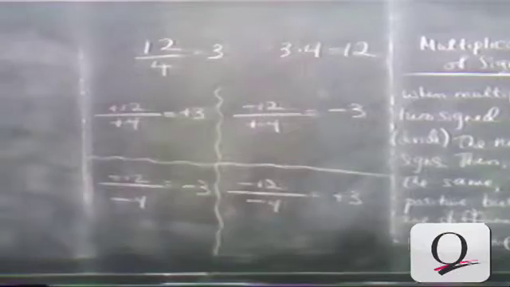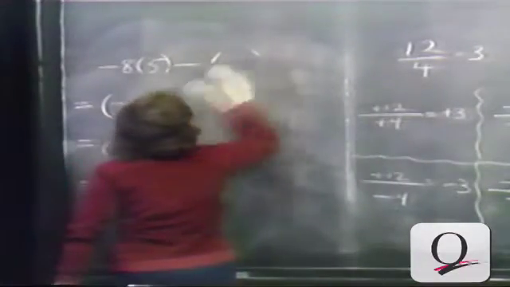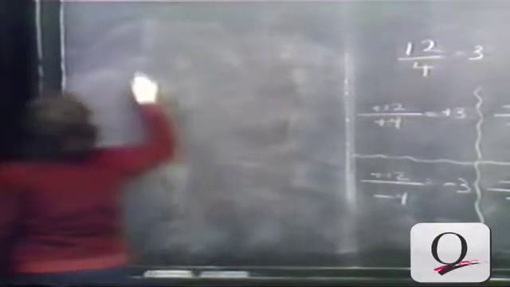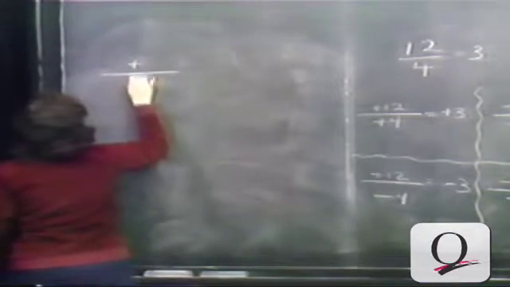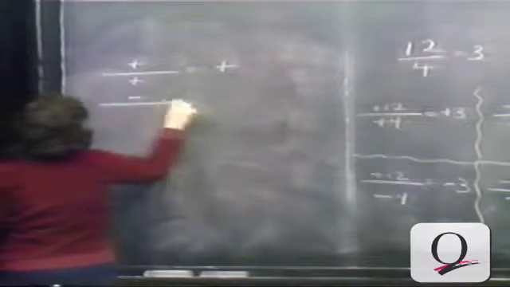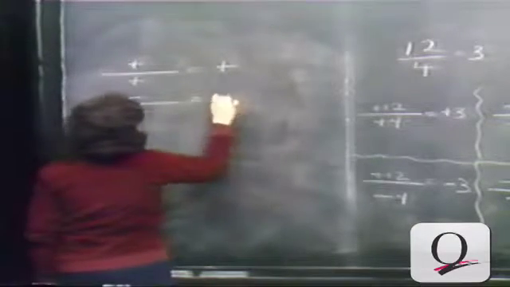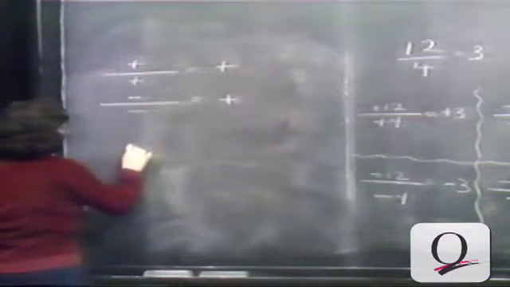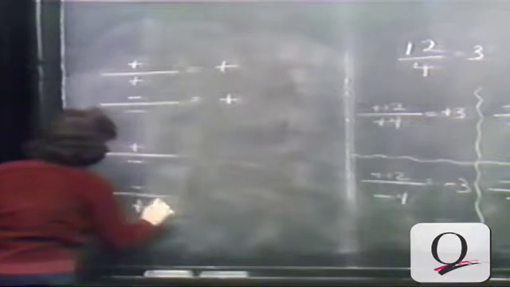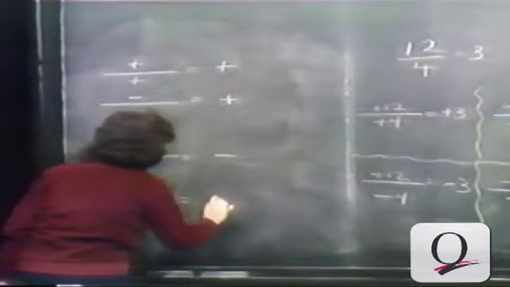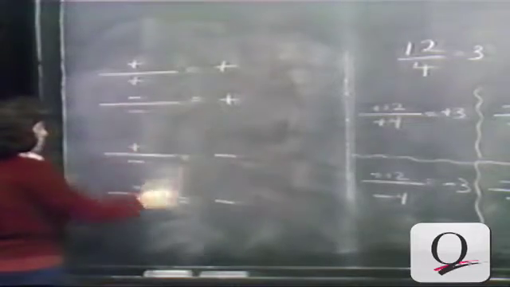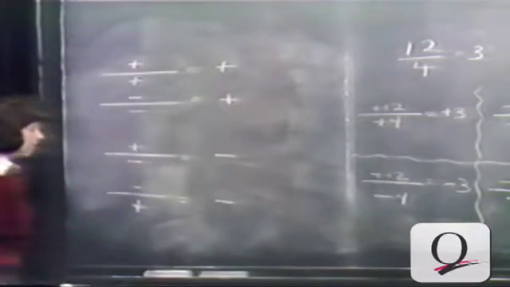We can also write down the rules for division the way we wrote down the rules for multiplication. It's a shorthand way of remembering them. When you have a positive divided by a positive, the result is positive. When you have a negative divided by a negative, the result is positive. But if you have a positive over a negative or a negative over a positive, in either of these cases, the answer is negative. Like signs, the answer is positive. Different signs, the answer is negative.